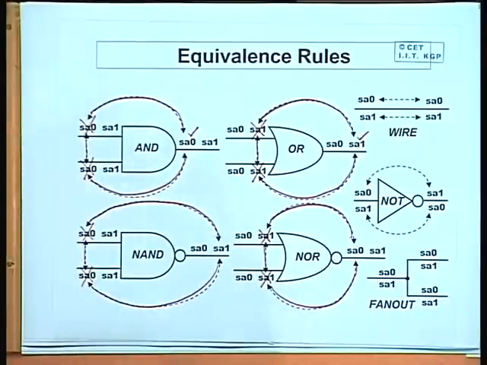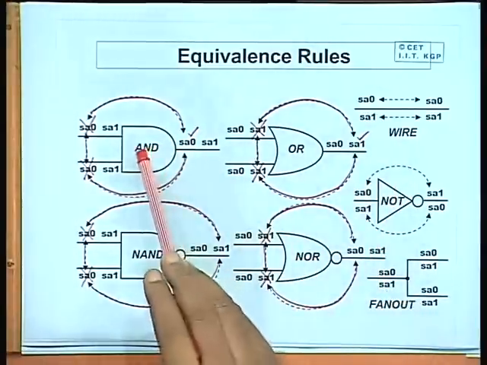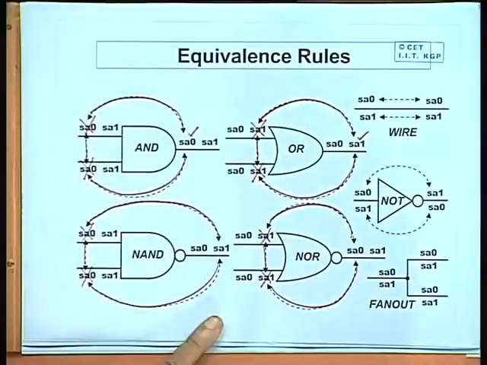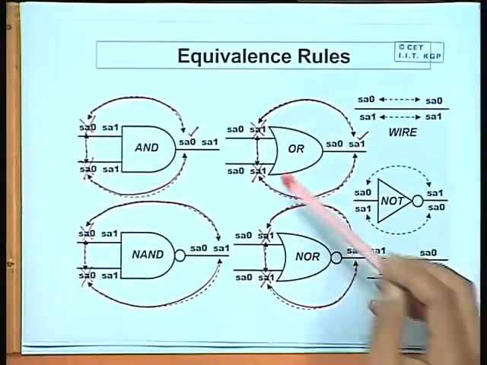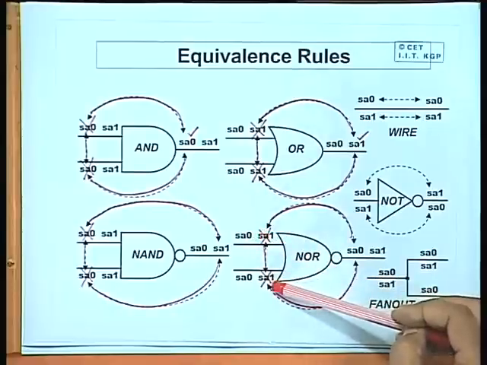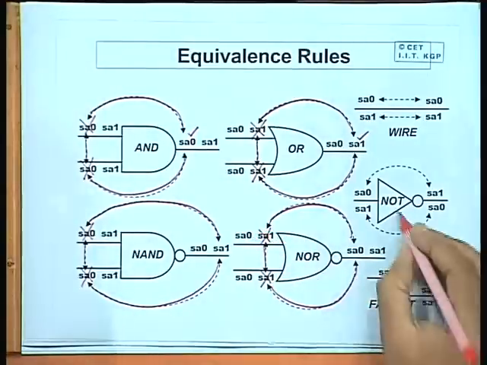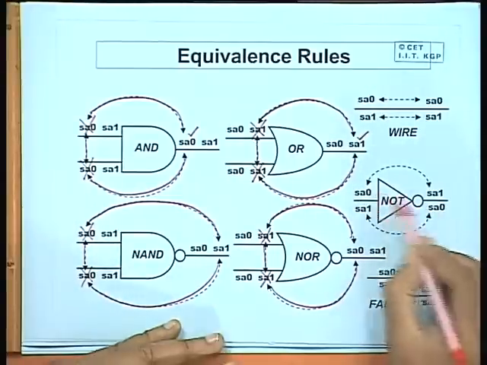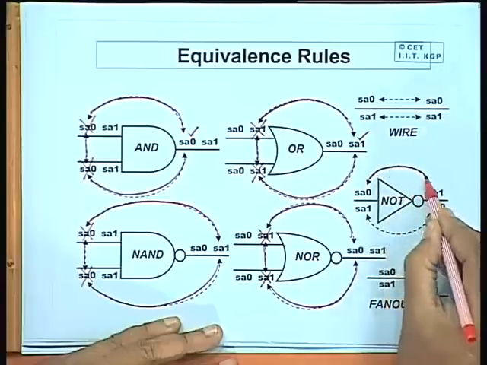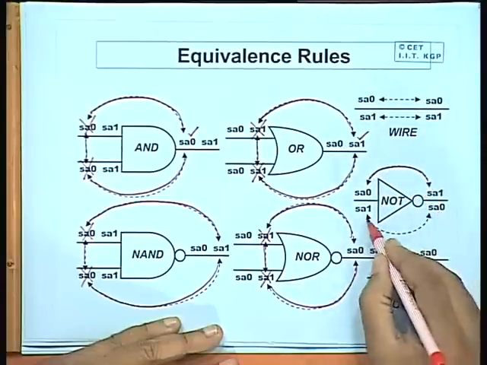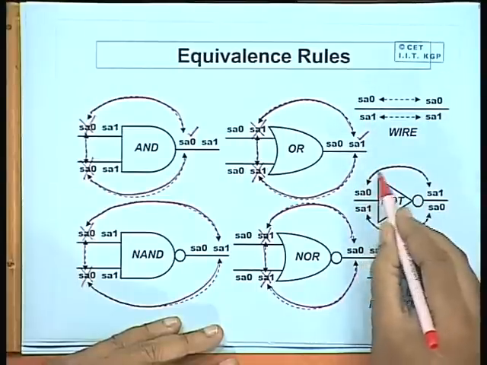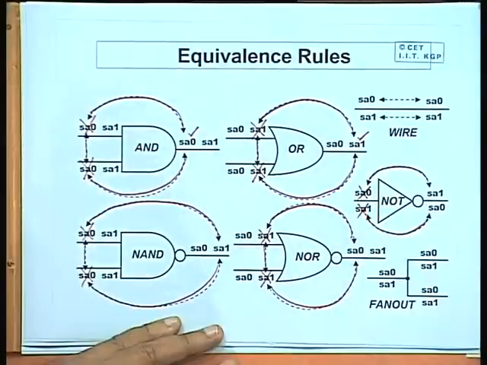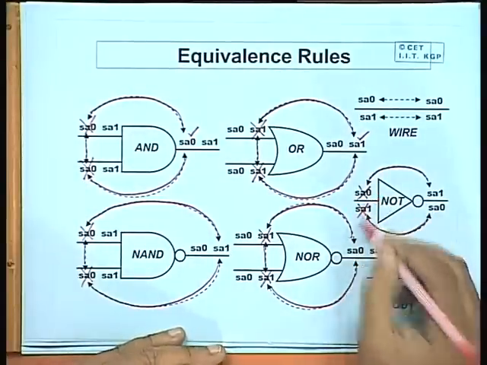So, what does the rule say? The rule says for AND and NAND, you can ignore the stuck at 0 faults in the inputs. For OR and NOR, you can ignore the stuck at 1 faults in the inputs. But NOT is also simple. Stuck at 0 in the input is equivalent to stuck at 1 in the output. This is one equivalent set, and stuck at 1 here and stuck at 0 there is another equivalent set. From each set, you can delete 1. So, from NOT, you can delete all faults from the inputs.